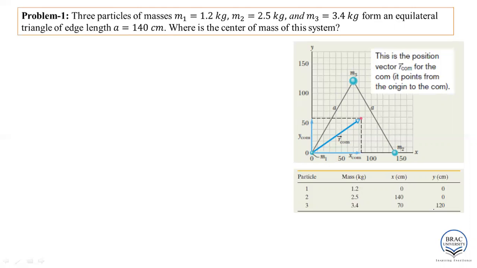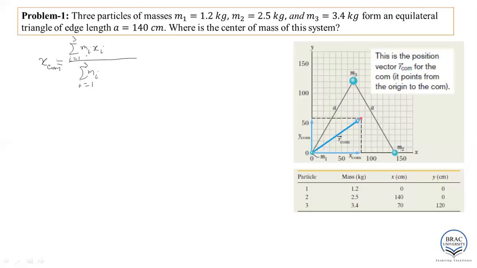Okay, so the center of mass has 2 coordinates, and we denote these 2 coordinates as x_cm and y_cm. We know equations to find the x coordinate of the center of mass and the y coordinate of the center of mass. If you consider the x coordinate of the center of mass, then the equation is x_cm is equal to the summation, i equal to 1 to 3, of m_i x_i divided by the summation of m_i, where i is equal to 1 to 3.